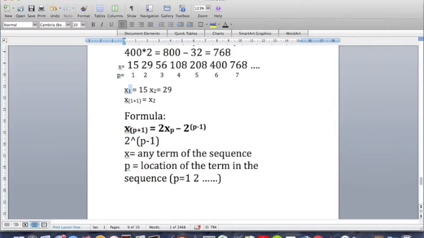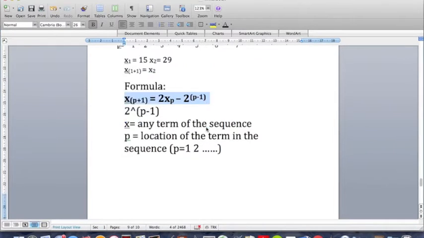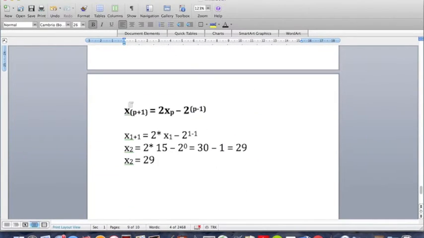And so let's have a look at this formula and try to solve one together, which I have right here. So let's solve for p equals 1. So we plug in x_(1+1) equals 2 times x_1 minus 2^(1-1). Now if you look at this part, 1 plus 1 is 2, so x_2 equals 2 times 15, 15 is x_1, minus 2 to the 0, which is 1, equals 30 minus 1 equals 29.